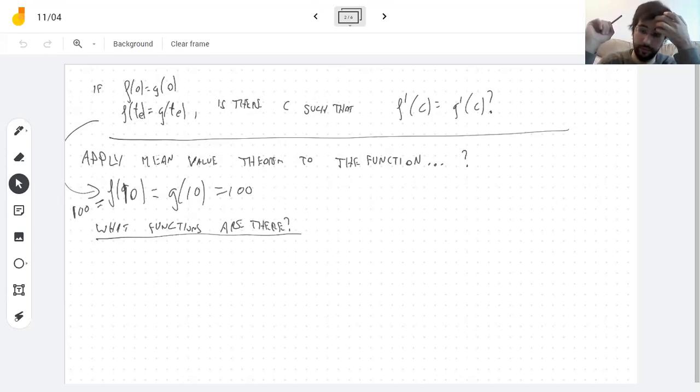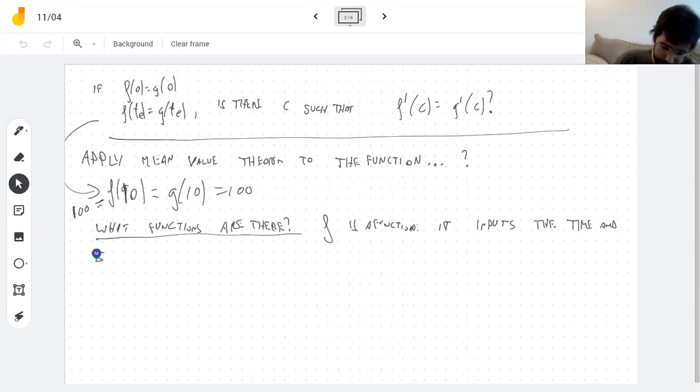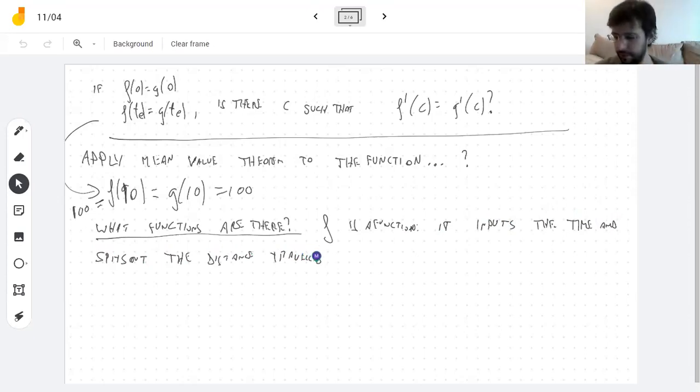So an example of a function is: f is a function, it inputs the time and spits out the distance traveled. So it says if after 1 second the runner has run 10 meters, after 2 seconds it's 11 meters, after 3 seconds it's 19. That's how this is a function. So the functions are f and g. Thank you, Shelby.